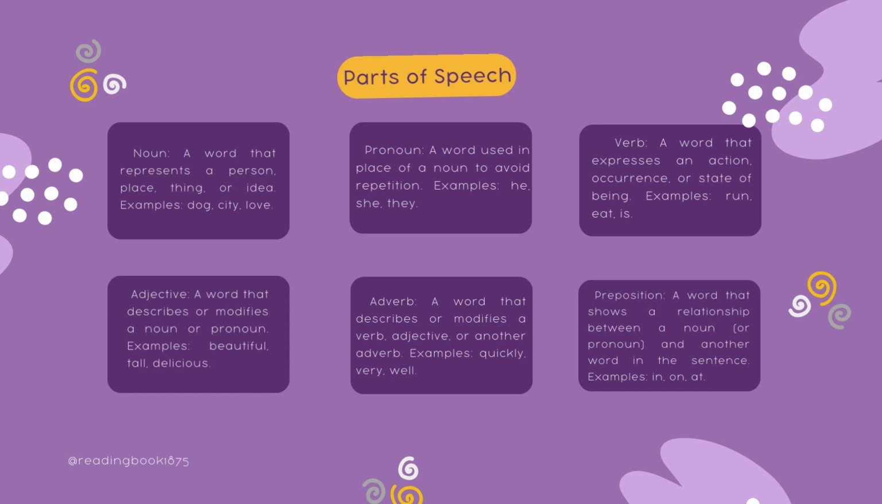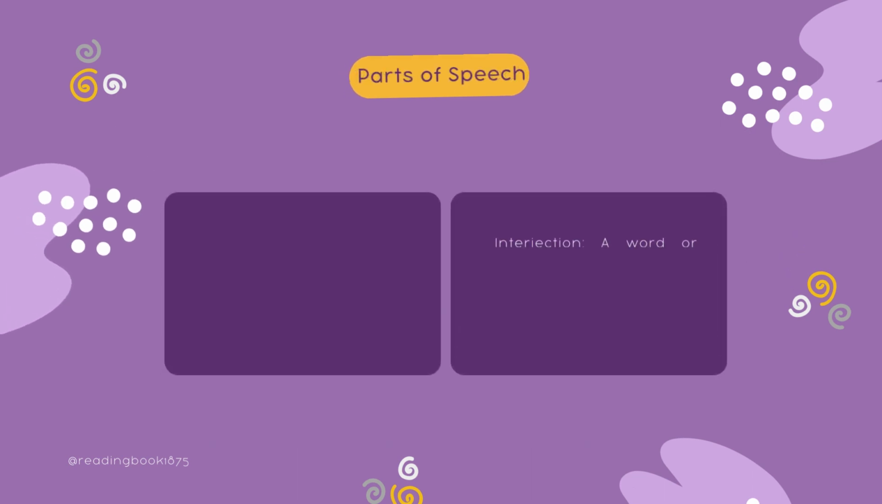4. Adjective. A word that describes or modifies a noun or pronoun. Examples: beautiful, tall, delicious. 5. Adverb. A word that describes or modifies a verb, adjective, or another adverb. Examples: quickly, very, well. 6. Preposition. A word that shows a relationship between a noun, or pronoun, and another word in the sentence. Examples: in, on, at.